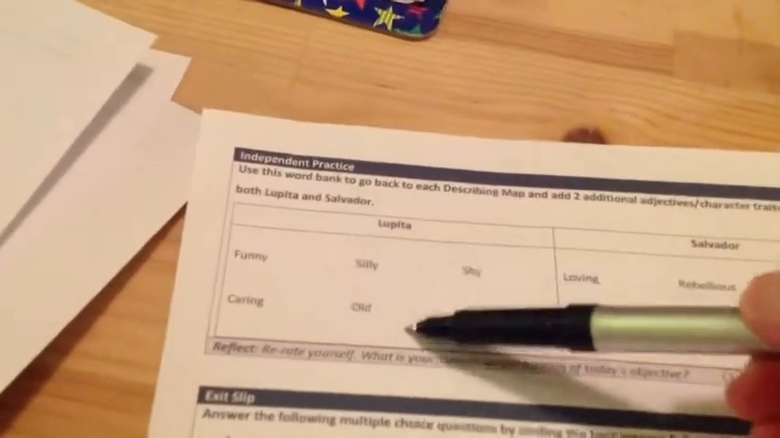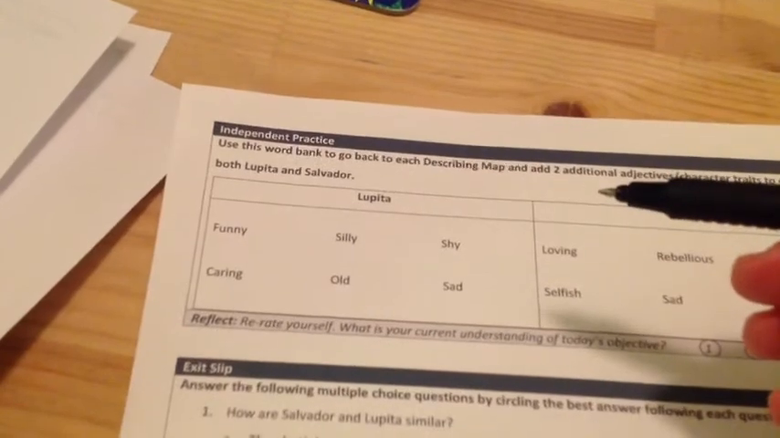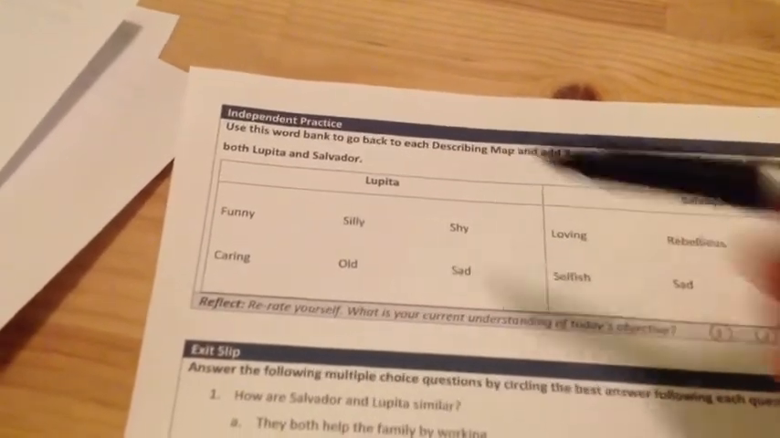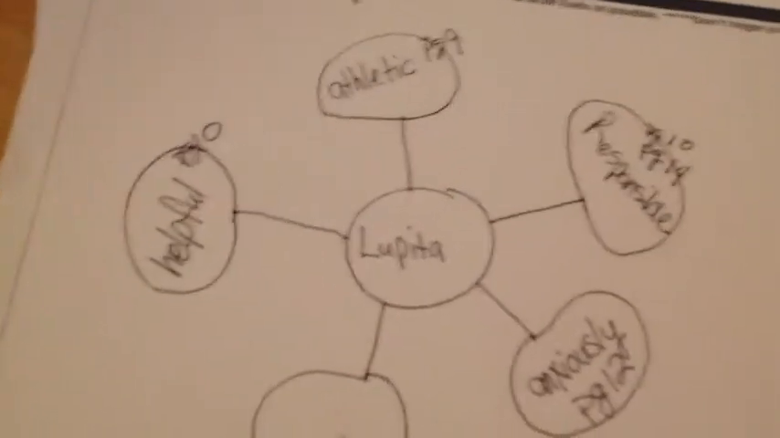If you turn your lesson plan to independent practice, you'll see that I gave you a word bank for Lupita. So you're going to look through this word bank and decide which one of these would be another good way to describe Lupita. You're going to choose one of these words for independent practice and write it in on the Lupita describing map right here. And please remember to quote the page number that supports why you think that's one of her character traits.